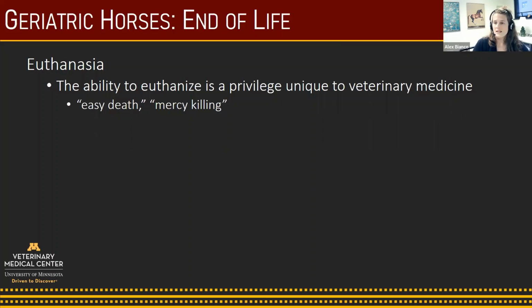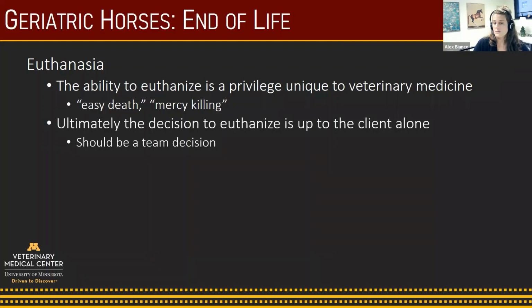Euthanasia itself means an easy death. Some people say a mercy killing, but it's basically a way to control the end of life. Ultimately, the decision to euthanize is up to the client alone. Animals are considered property in the eyes of the law, and it is completely up to the owner when it is time to euthanize. However, in reality, it should be a team decision. I am not shy about being honest with owners about when I think it's time to euthanize their patient. It is ultimately their decision, but I know when to really push, because I am an advocate for the animal and I have to be the voice for the animal. But I would encourage you to let the veterinarian in your life help you make that decision.